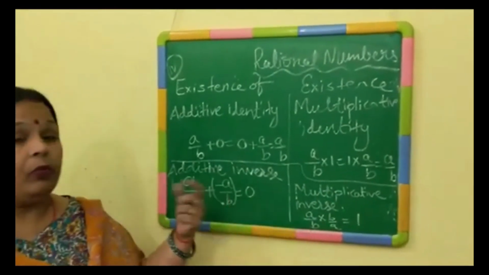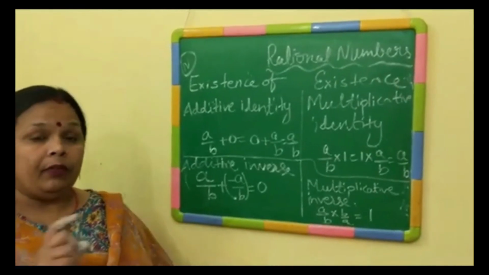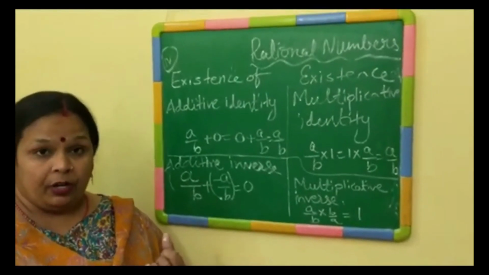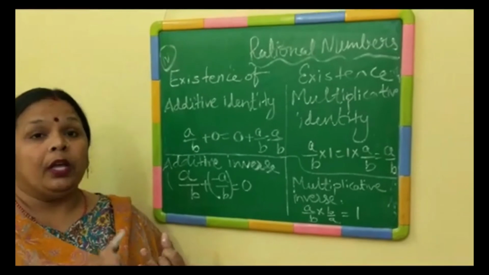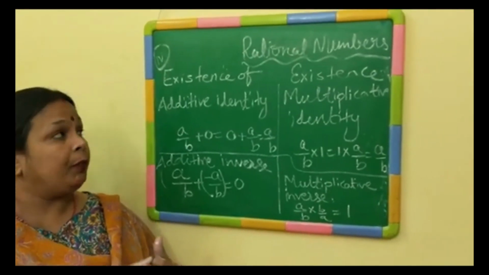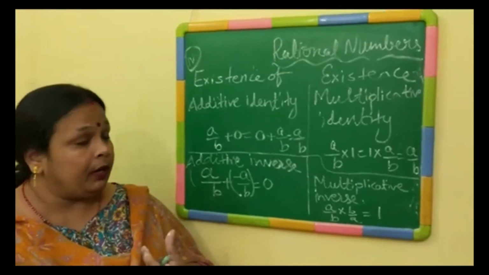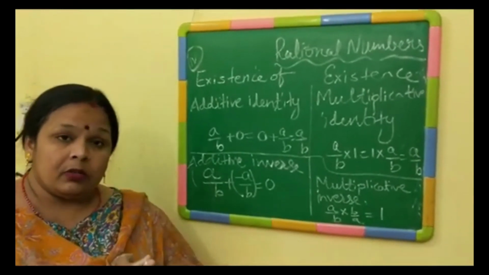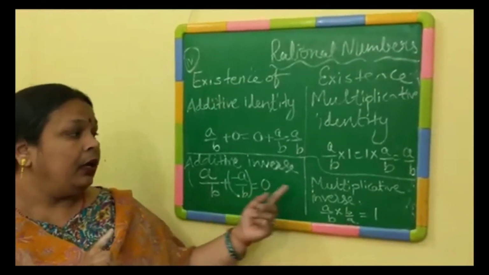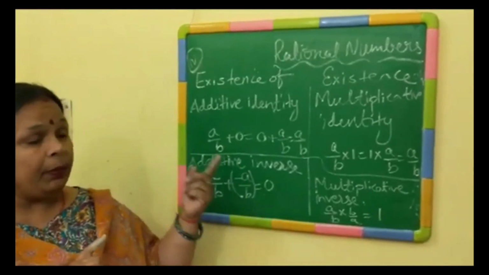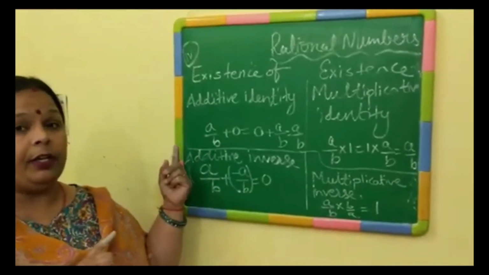Clear? So, what have we learned so far? For rational numbers, we have learned the closure property, commutative property, associative property, existence of additive inverse and multiplicative inverse, and multiplicative identity and additive identity. Clear?